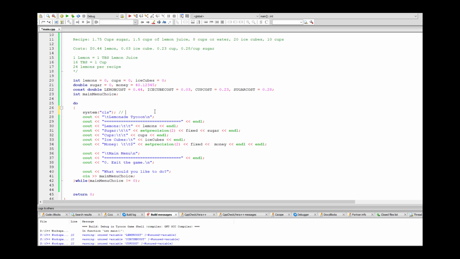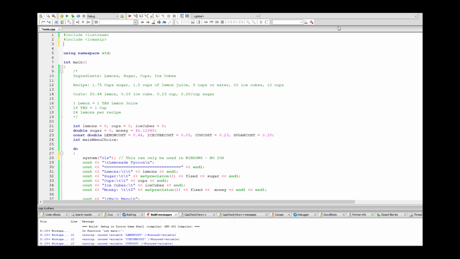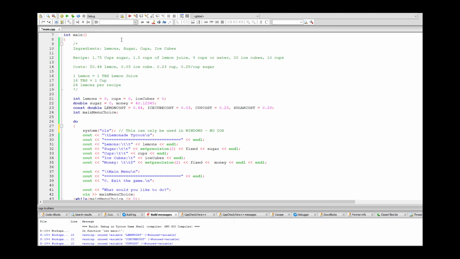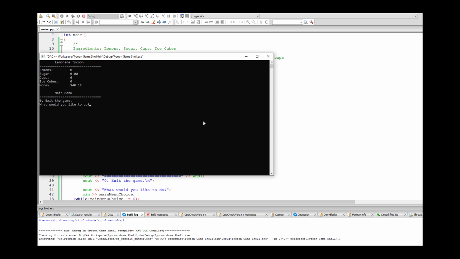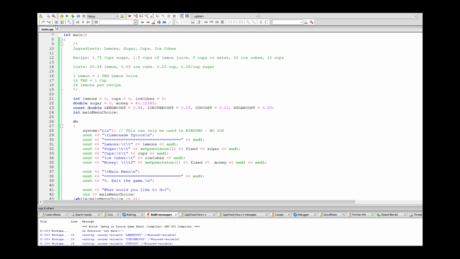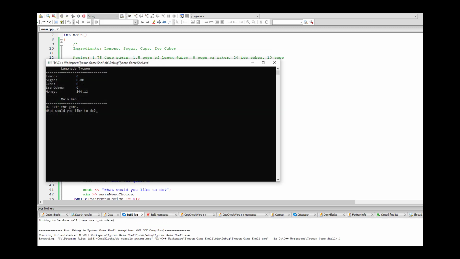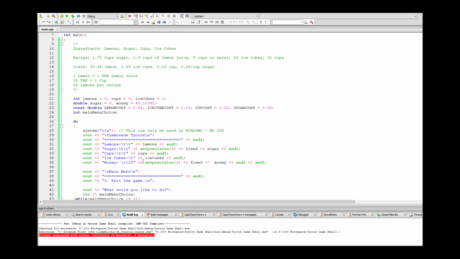And I'll put a comment here: this can only be used in Windows. No iOS. Because this is a Windows command, I have to #include windows.h. So when I go to 0, exit the game, it just exits out of the main game loop. And when I press anything else, you can see it clears the screen and takes me back to the main game loop. Great.